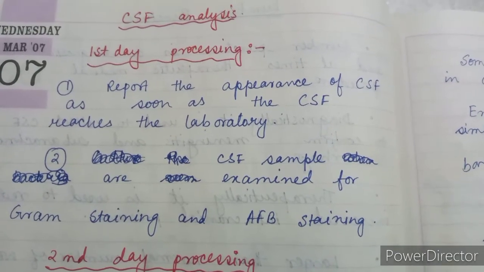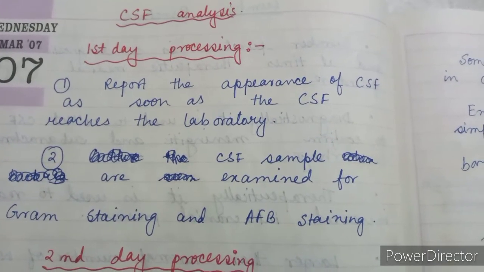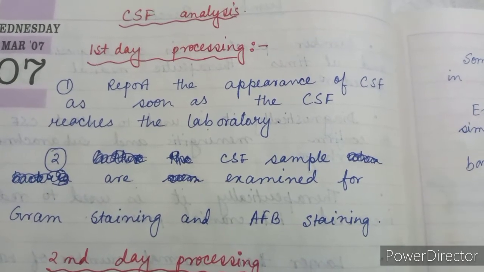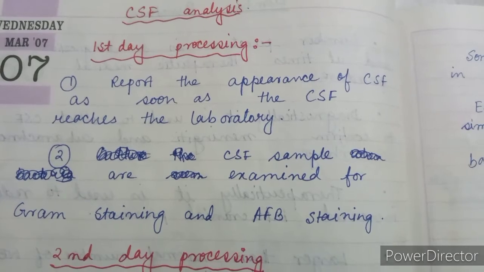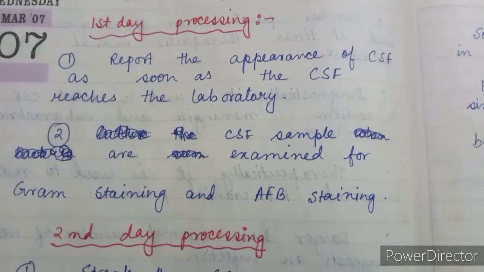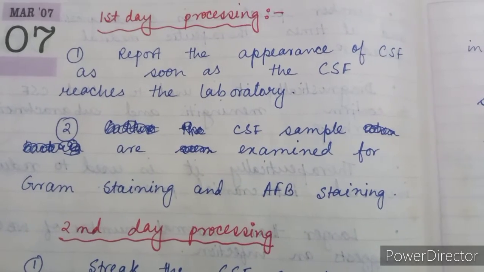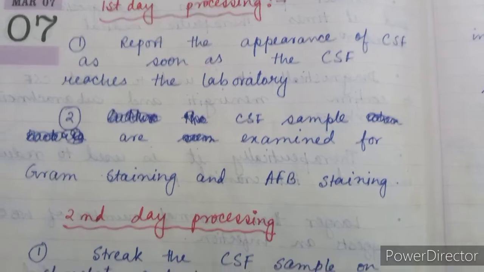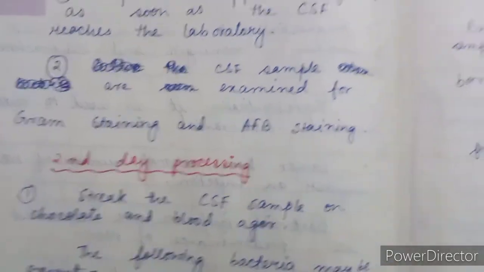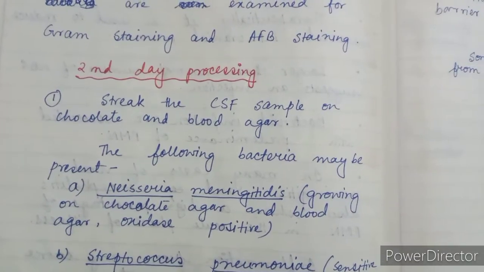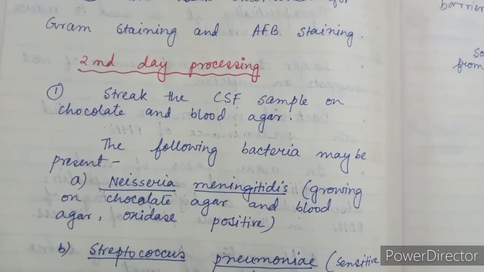CSF analysis. When CSF comes to the laboratory, it is processed over some days. First day processing: report the appearance of CSF as soon as the CSF reaches the laboratory. Second activity of the first day, the CSF sample is examined by Gram staining and AFB staining. The second day processing: streak the CSF sample on chocolate and blood agar.